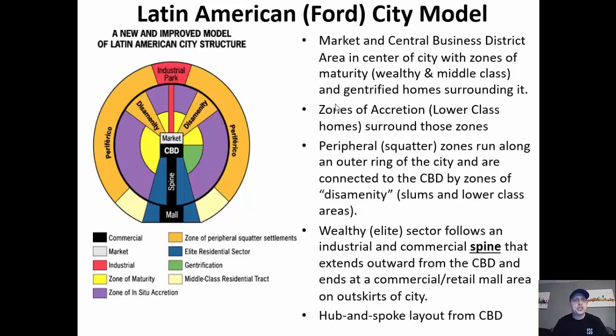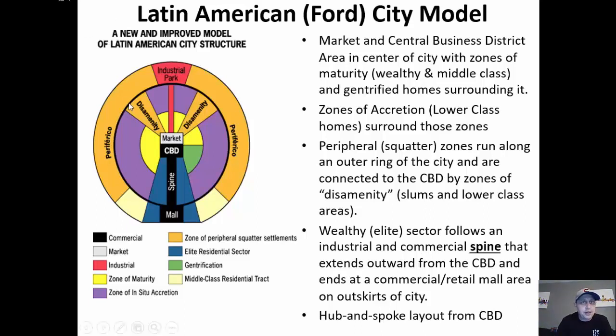Then, you will have what are called zones of accretion that surround the zone of maturity. Zones of accretion are usually lower class homes that extend outward from the zone of maturity, really all the way towards the outer edges of the city itself. Then, on the outskirts of those, you're going to see what are called the periferico. These are the peripheral zones. These are the squatter settlements. They're in orange on this map. And they form an outer ring along the outer edge of the city. This would be where suburbs would be in the United States. Instead, you have these squatter settlements, these slums that are located in Latin American cities.